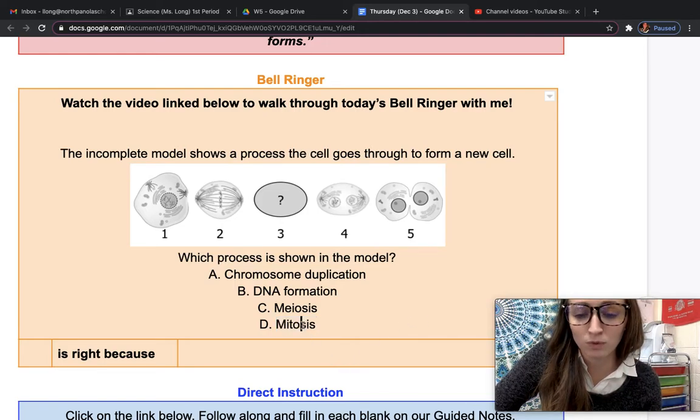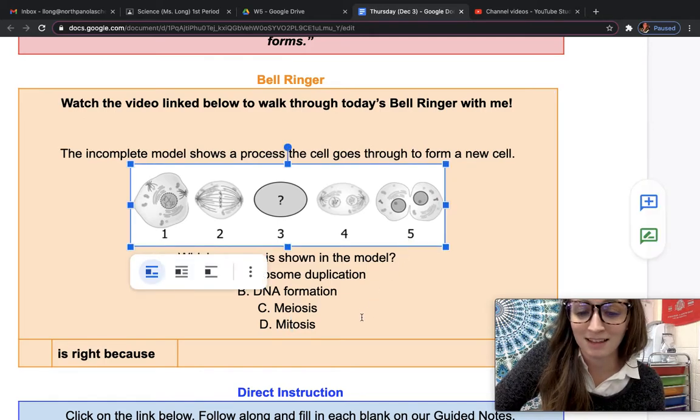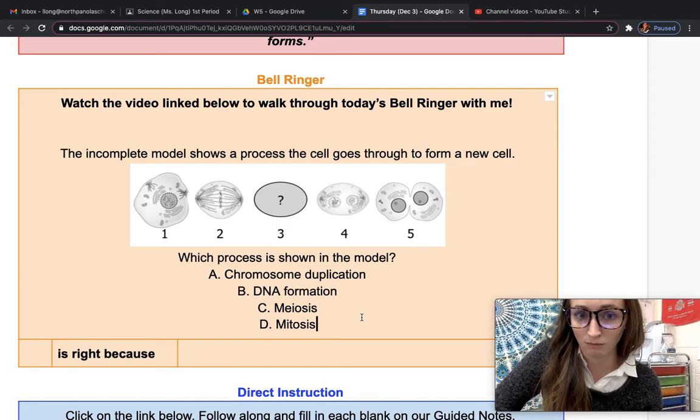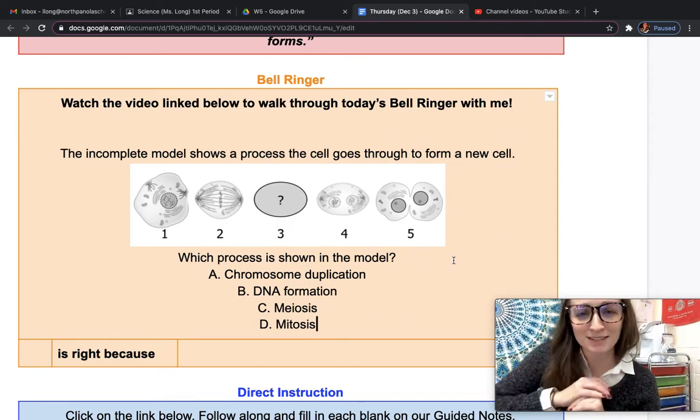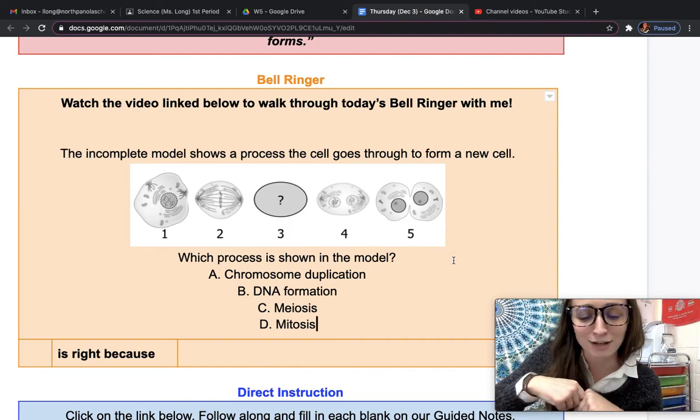And one thing I really want us to remember, because I think this is what's going to help us remember the difference between the two, mitosis has that T in it. When you see T, think 2. So we have 2 new cells forming. So this process here that we are looking at is mitosis. And again, we know because we've got 2 new cells. So go ahead and type your answer, and I'll see you down there at direct instruction.